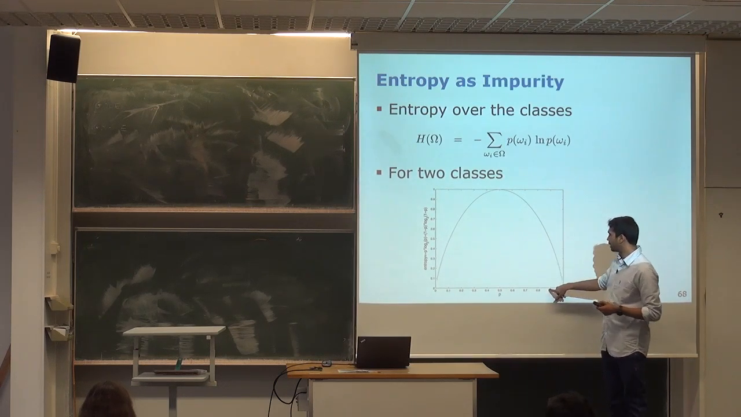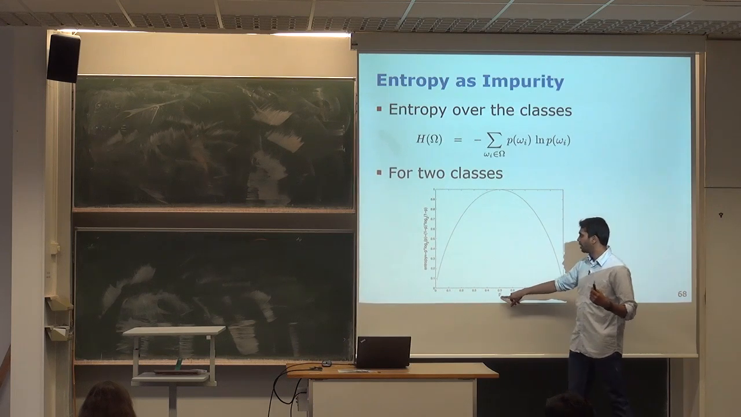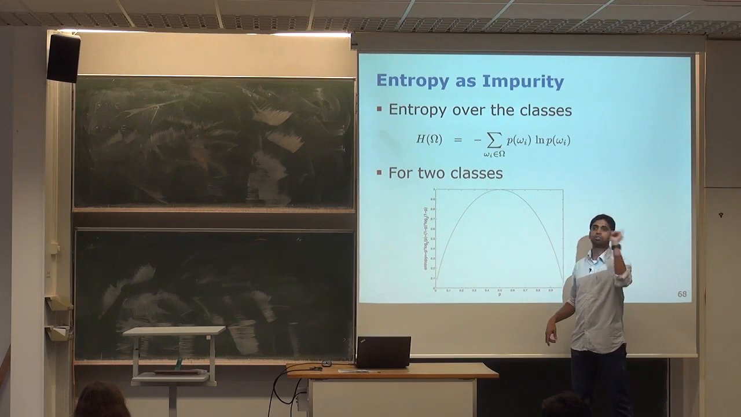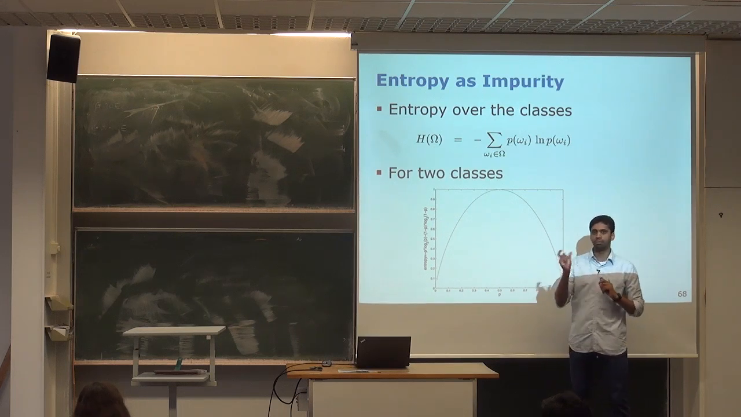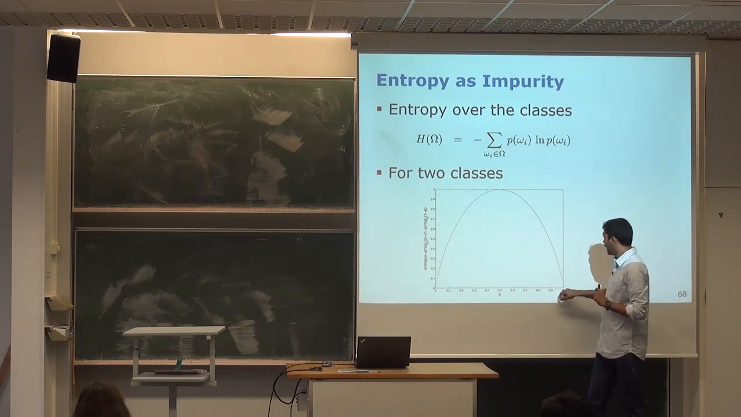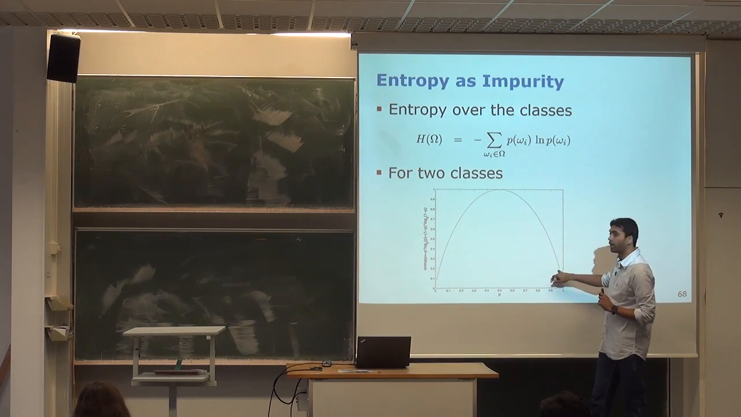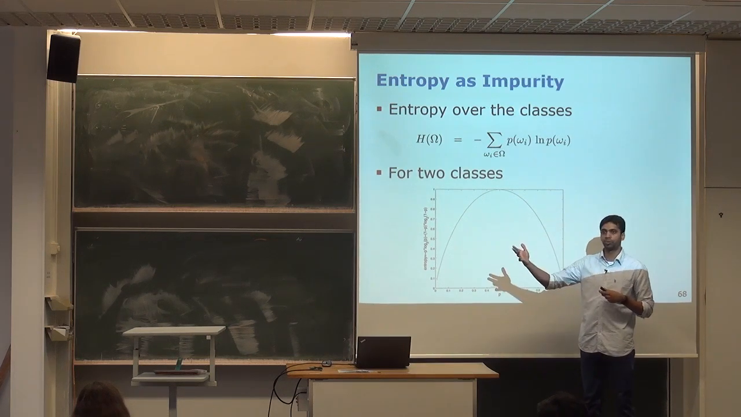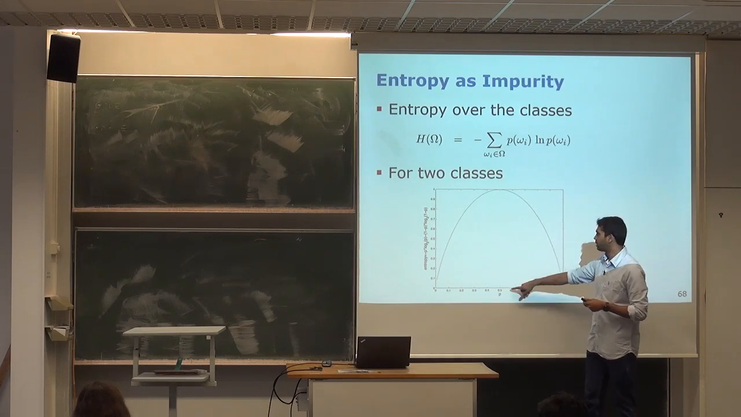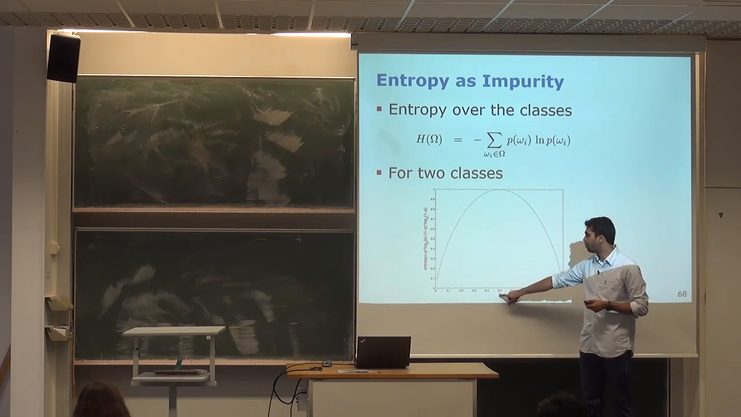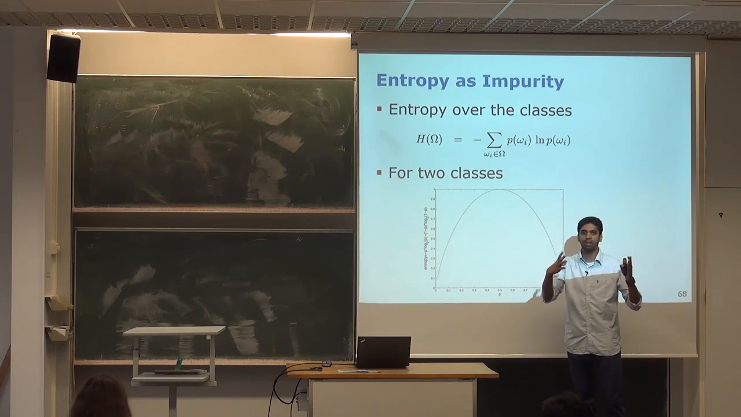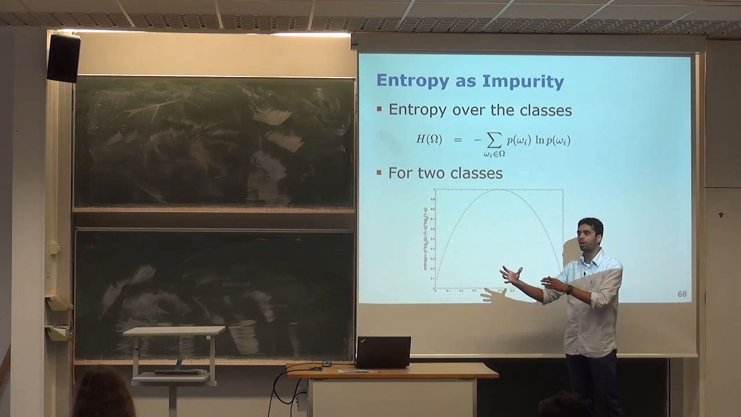If you move to the other side, if the probability of class 1 is 0.9, which means the probability of class 2 is 0.1 because it's a binary classification system, it means that the entropy again is quite low because most of the elements of this region now belong to class 2. The worst case is to be somewhere in the middle. If the probability of class 1 is 0.5, it means that in the split, half of the elements belong to class 1 and half of the elements belong to class 2.